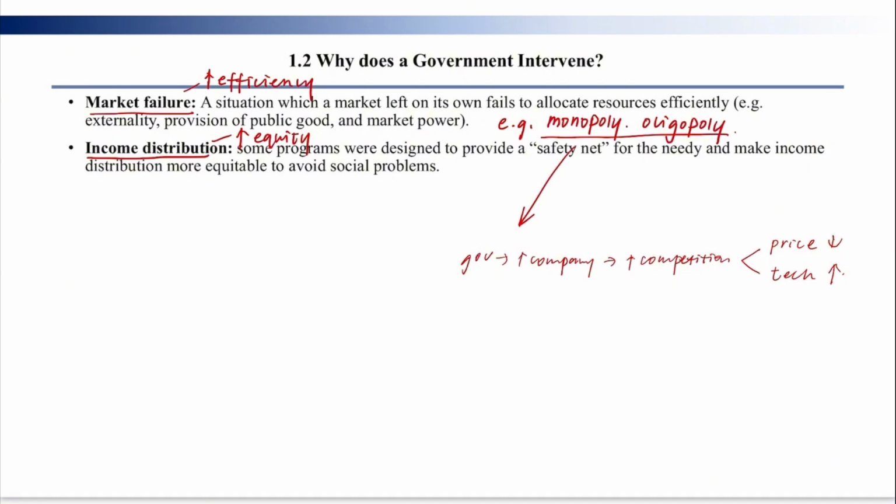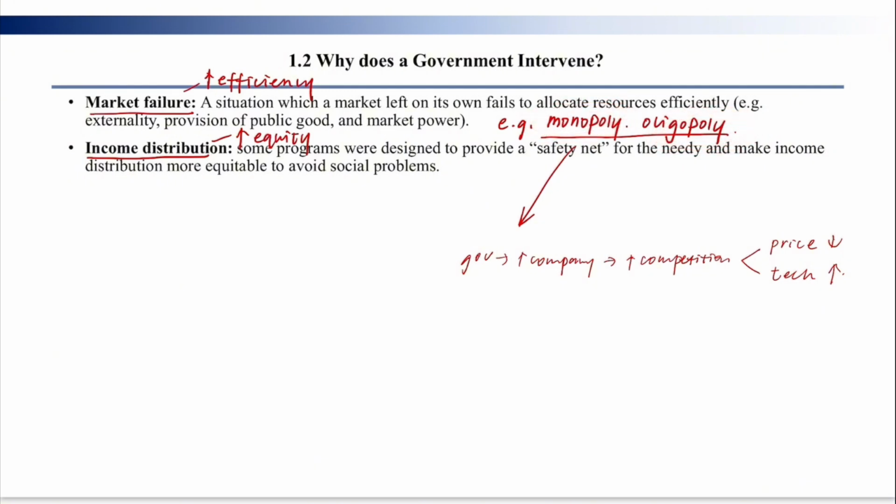Why does the government intervene? There are 2 reasons for the government's intervention. The first one is to correct the market failure. The second one is to conduct the income distribution. So what does it mean to correct the market failures? What is market failure? For example, the monopoly and oligopoly are both situations of market failure.